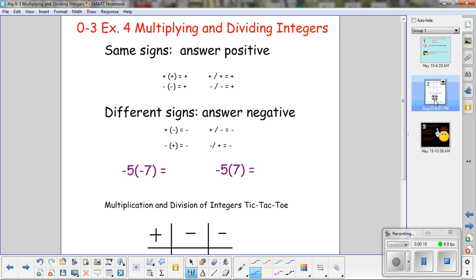When multiplying and dividing integers, you use the same set of rules for both operations. Basically, if you have two numbers with the same sign, the answer will always be positive, and if you have two numbers with different signs, the answer is always going to be negative. For example, a negative 5 times a negative 7 is going to equal a positive 35 because they're both the same sign. Negative 5 times 7 is going to equal a negative 35 because they're different signs. You have one of each.